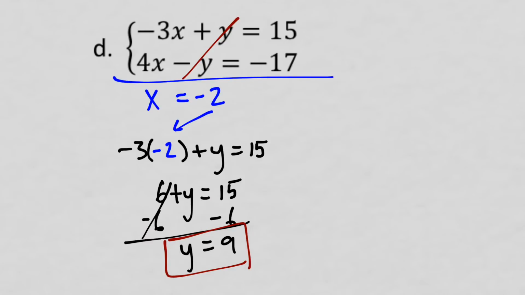You could, of course, multiply the top one by 4 and the bottom one by 3 to make it negative 12x and positive 12x, and then they would cancel and solve for y directly, but you're going to end up with the same answer. I just chose to go ahead and cancel them already since they were already opposites.